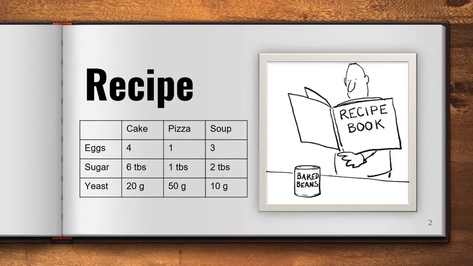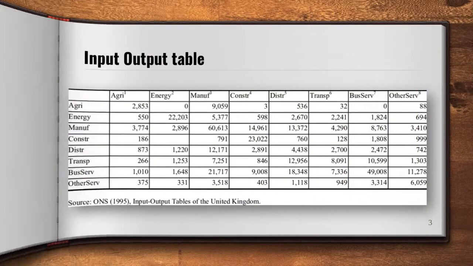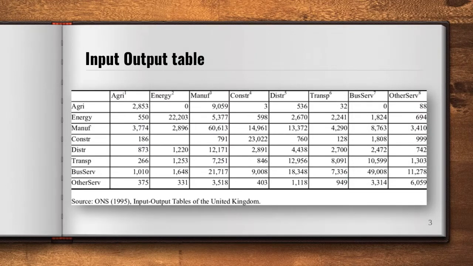Now let's say you want to make a lot of things, definitely the recipe will go much larger. And this is the case with the national economy, that for a country you have to make a lot of products, so its recipe will look like this, and this is the input and output table.